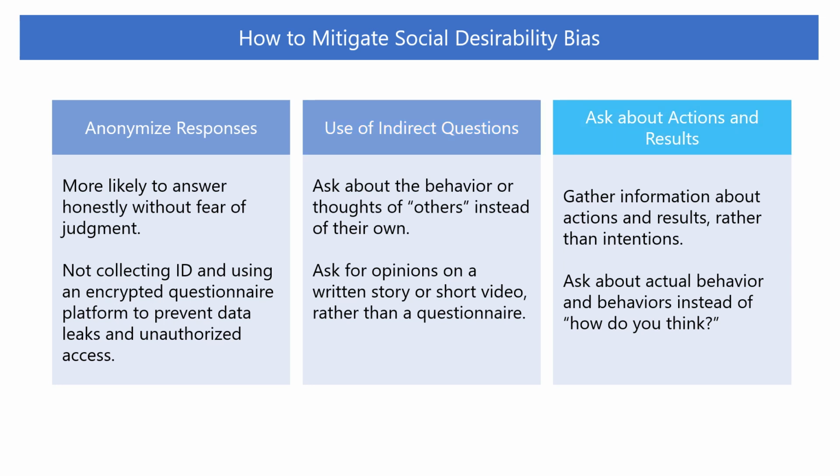The third is to gather information about actions and results rather than intentions. If you ask a company's recruitment staff whether they think it is important to recruit without discrimination based on gender or race, and ask them to respond with a yes or no, they will likely respond in a way that conforms to social norms.